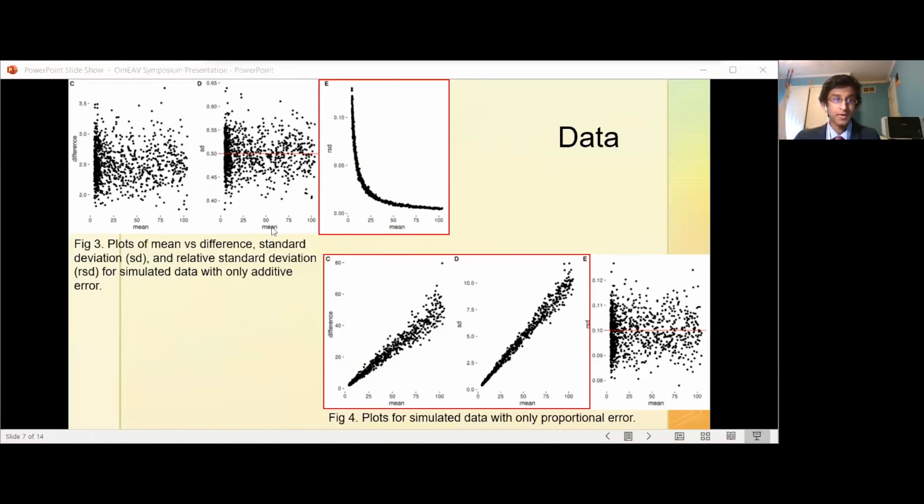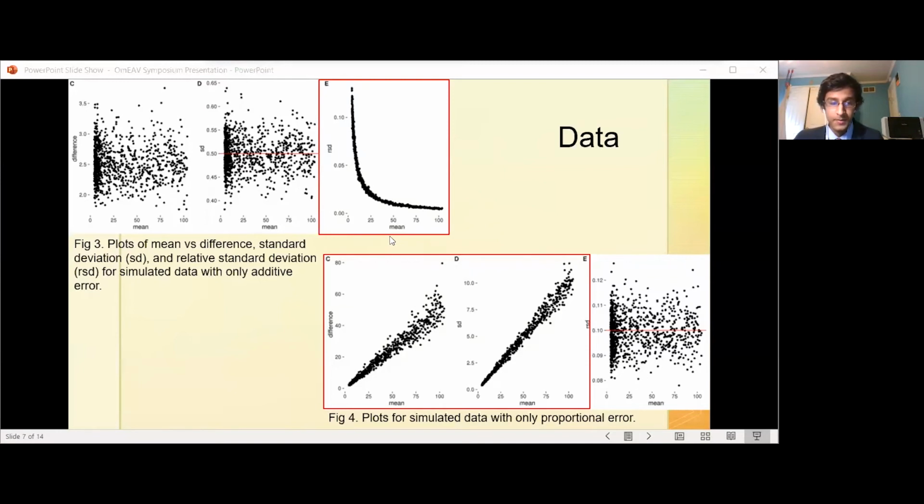So only that type of error was in that set. In the second set, I introduced only proportional error. So I made sure there was no constant error, only proportional error. I manually added in this error. And in the last set, I made sure I added a mix of both to see what would happen.